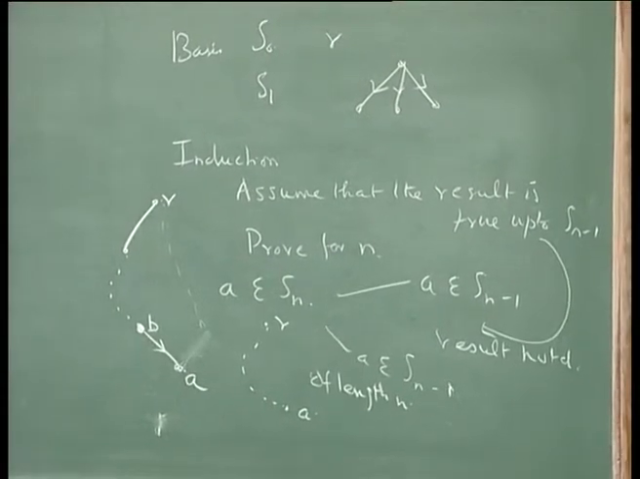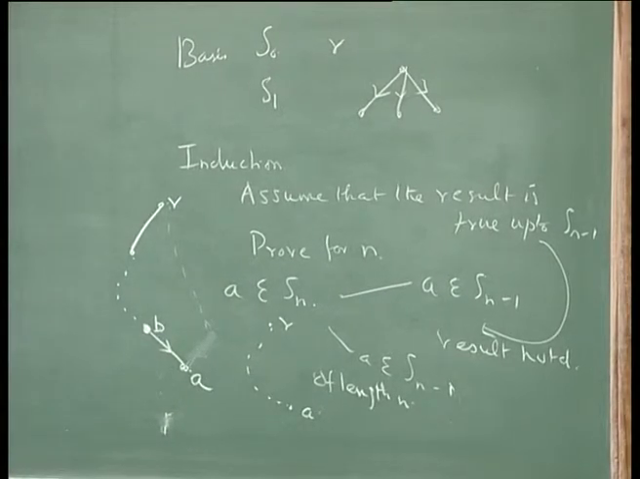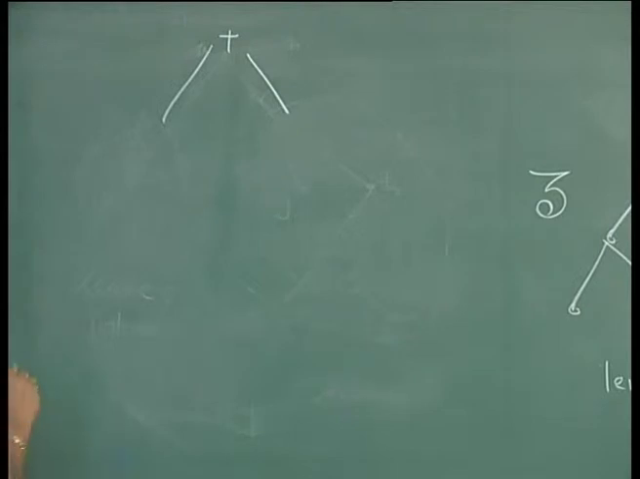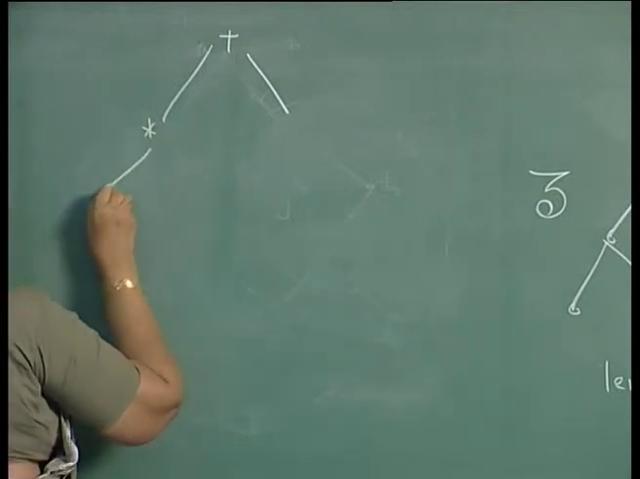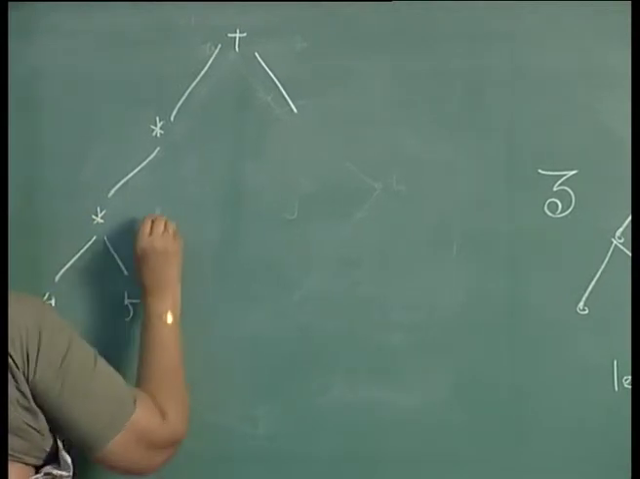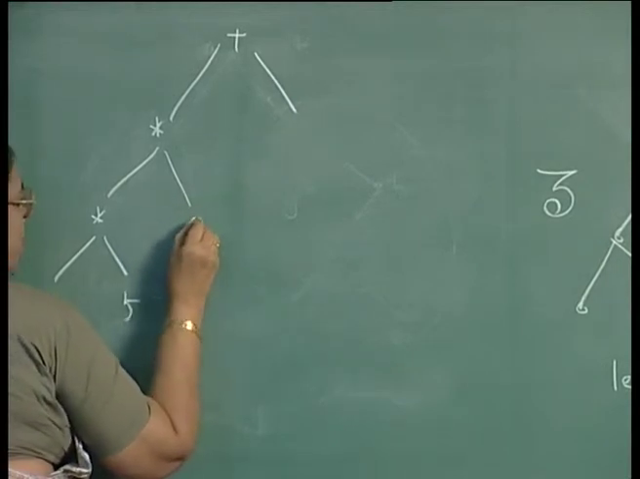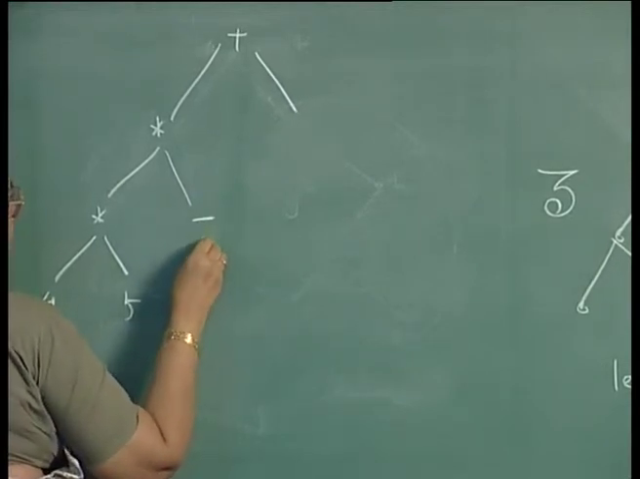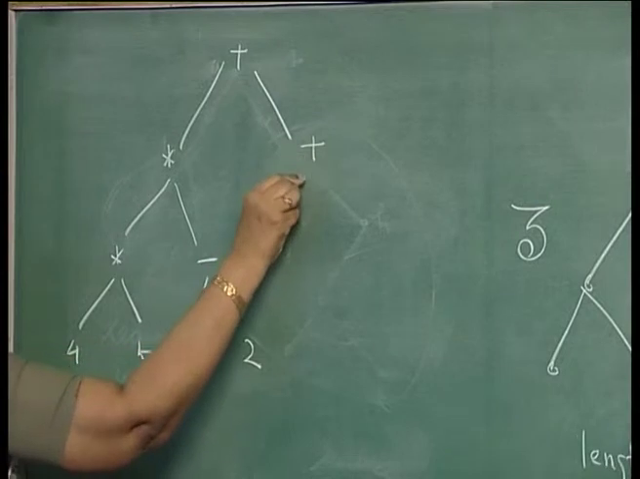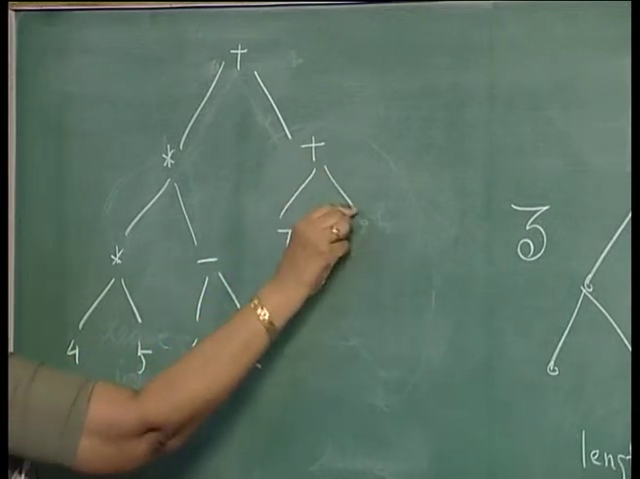Now, arithmetic expressions you can express as trees. Let us consider some arithmetic expression and see how they can be represented as trees. Look at this tree where the internal nodes represent operators: plus, star, star, and then 4, 5, minus, 6, 2, plus, 7, 5.